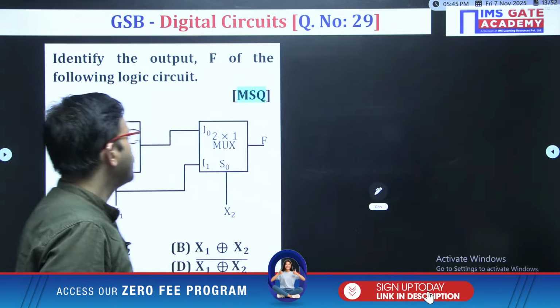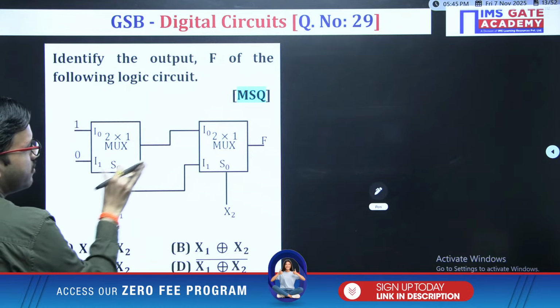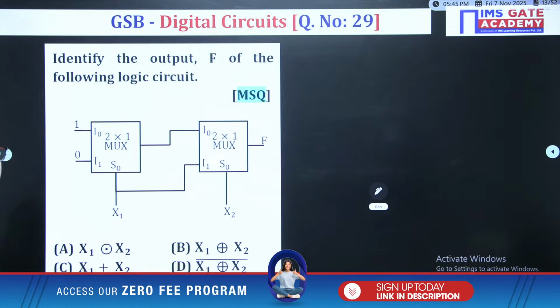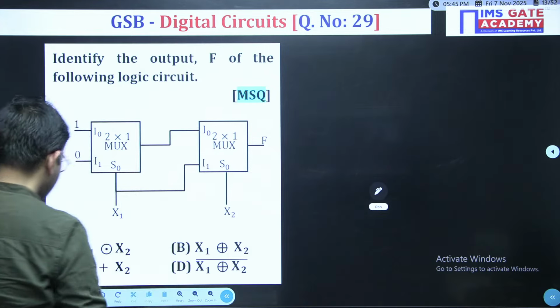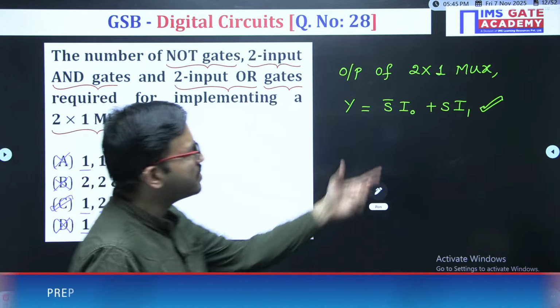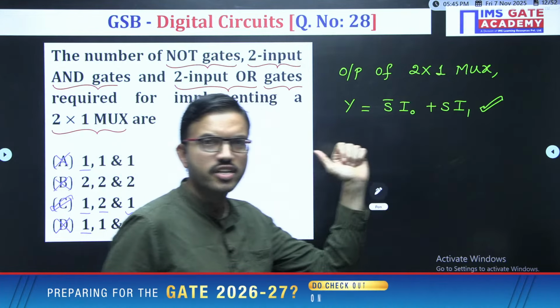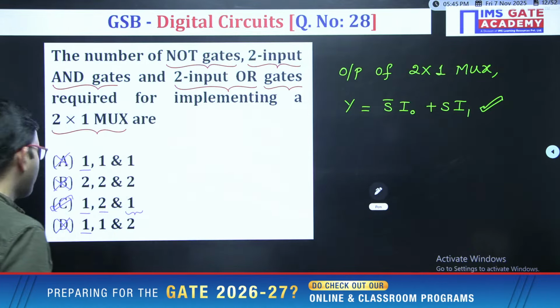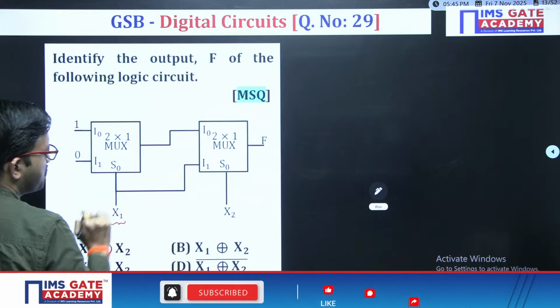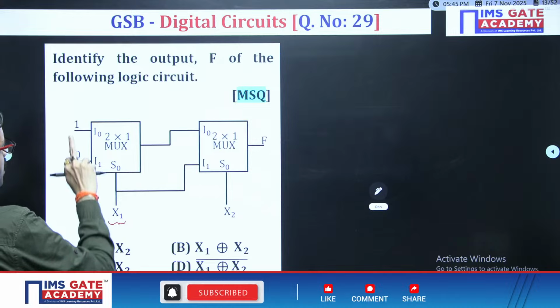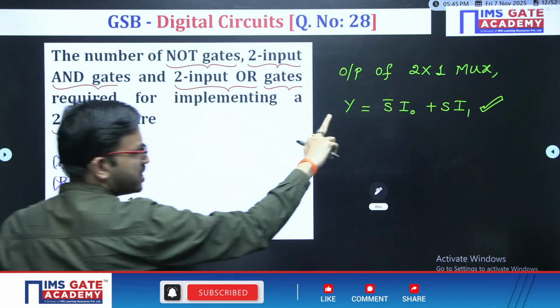Yes, just observe here. In this question, you are having 2 muxes. Both are 2 by 1 muxes. Just now we have discussed the 2 by 1 mux standard equation, S bar I naught plus S into I1. Now just observe with respect to this mux, the selection is X1. Now you can use this equation.